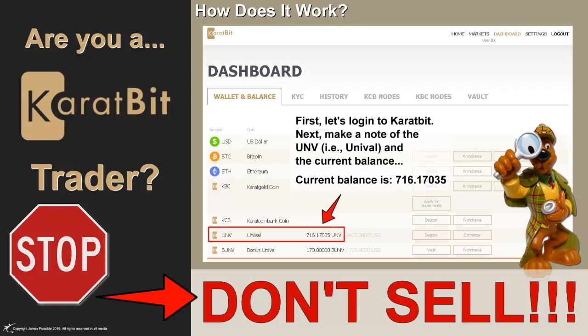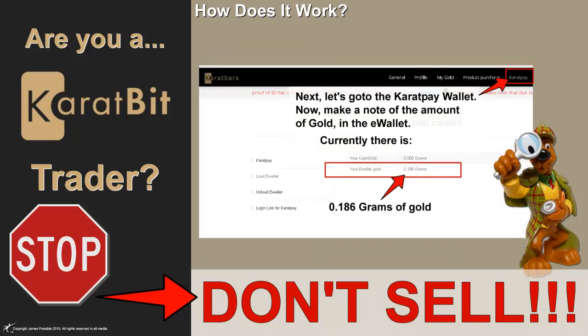Now, I logged into Karatbit. This is my Karatbit account, and in Univals, I currently have 716 Unival. Now, I'm going to go into my Karatbars account. In my Karatbars account, I'm going to go to my KaratPay wallet. What is my KaratPay wallet? Well, my KaratPay wallet, that is my gold wallet.